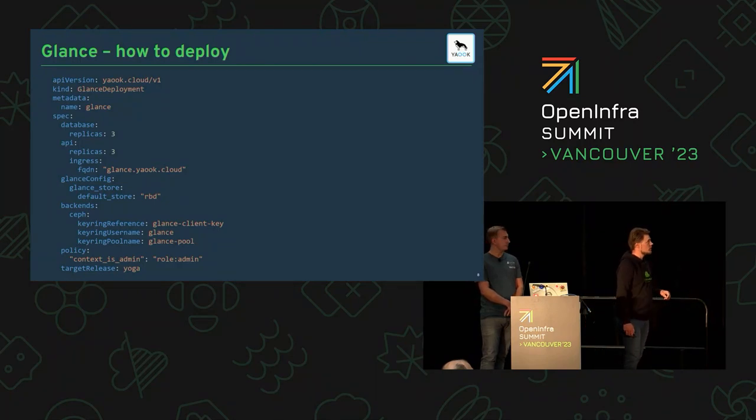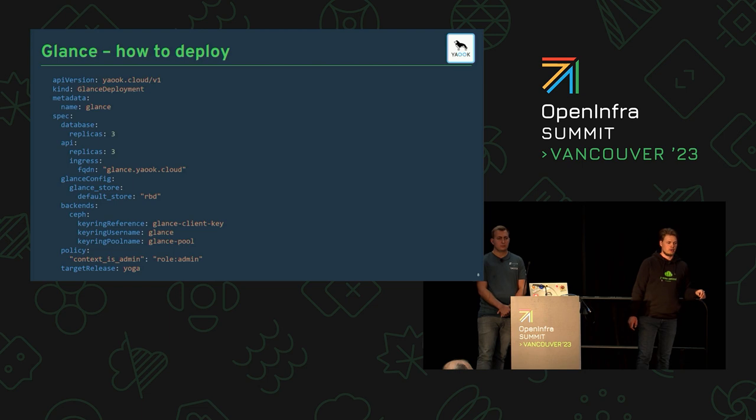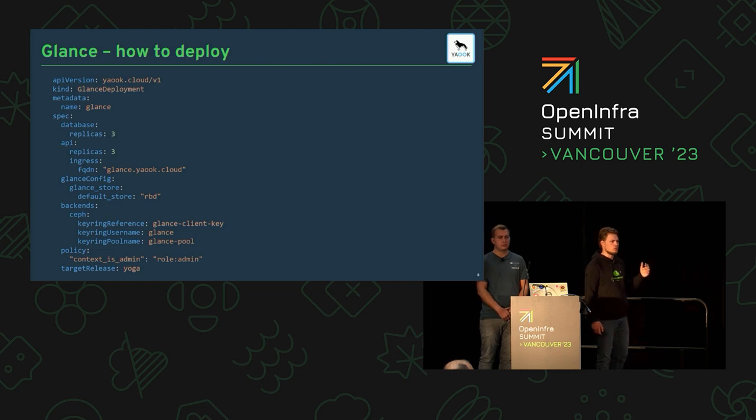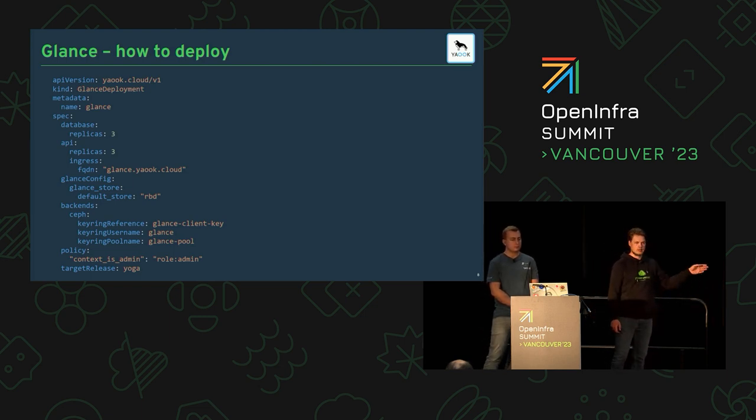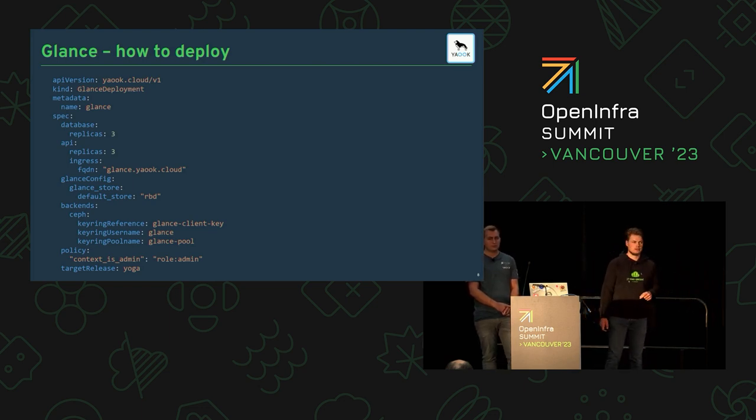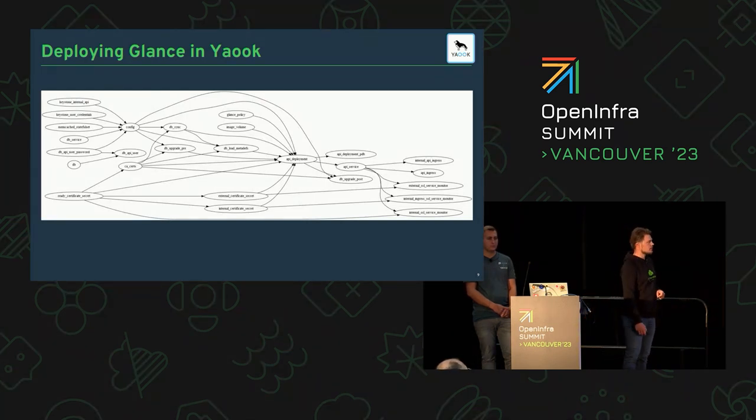This is an example of how a Glance deployment looks like. You don't need to understand it completely, but as you see, we define database and API things like the replicas. But we can also define configuration. And that's one thing we wanted to achieve, that we are able to configure every option that OpenStack allows you to configure. But we also define the target release, as we support different releases. And the operator then goes through some steps to make this actually happen.